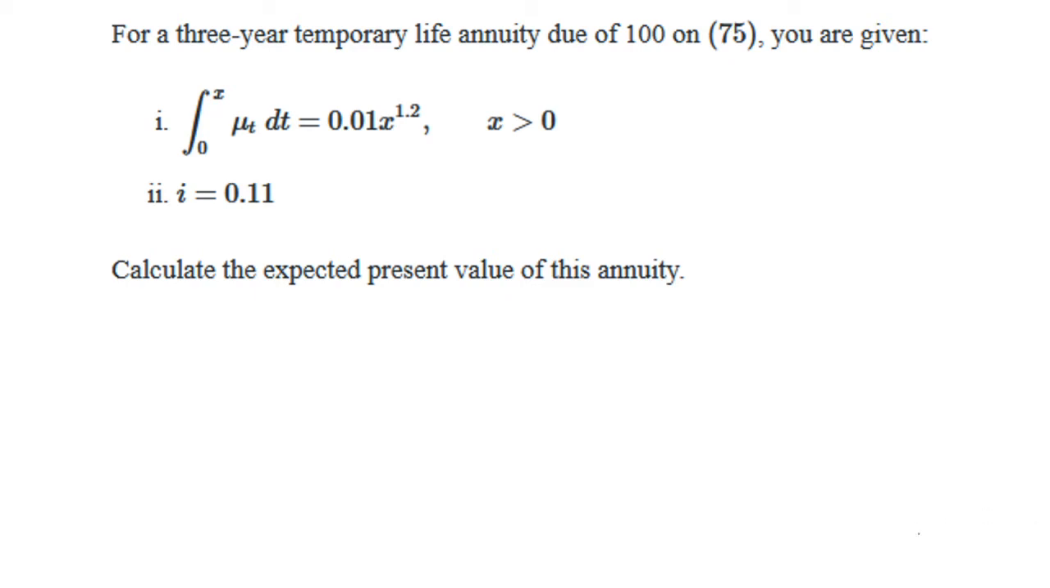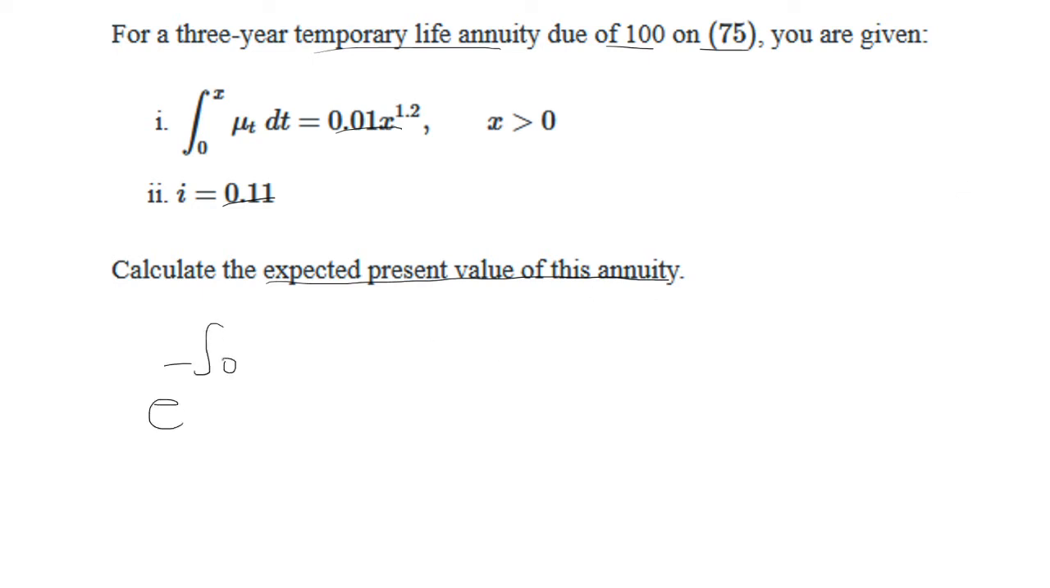We're given a 3-year temporary life annuity due of 100 on age 75. The integral from 0 to x of the force of mortality is 0.01 times x to the 1.2 power. We're given an 11% interest rate and want to calculate the expected present value of this annuity. So let's look at the first bullet point.